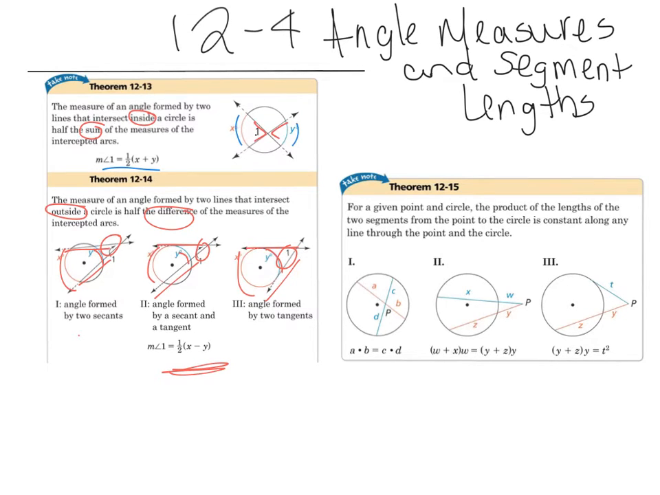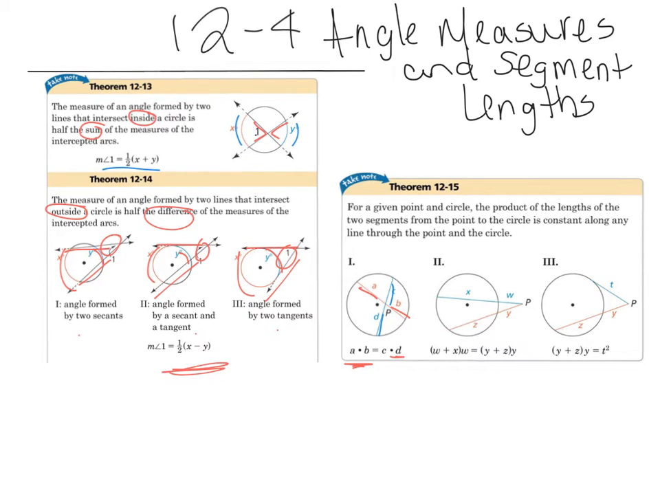So you have 3 different types of angles that you'll see. The third theorem that you need to know is theorem 12-15. It says for a given point and circle, the product of the lengths of the segments from the point to the circle is constant along any line through the point and circle. So basically, the length A times the length B is equal to the length C times the length D.